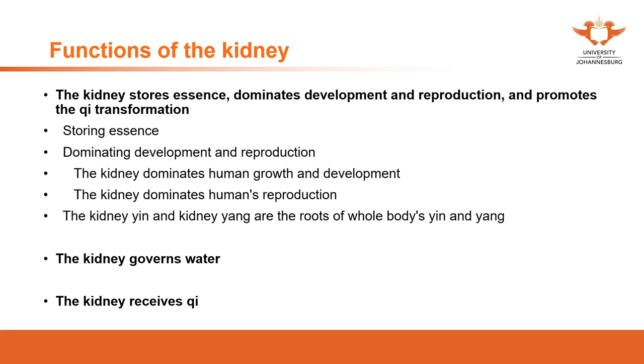Therefore, the condition of the kidney yin and yang will not only affect the condition of the kidney, but also the whole body. On the other hand, diseases of the other organs may also affect the kidney, especially after long-term diseases. The kidney is another important Zang organ in this system. The other one is the spleen, because that's where the acquired qi comes from. The kidney is where the innate qi or innate essence is stored. So, one innate, one acquired: the kidney and the spleen.